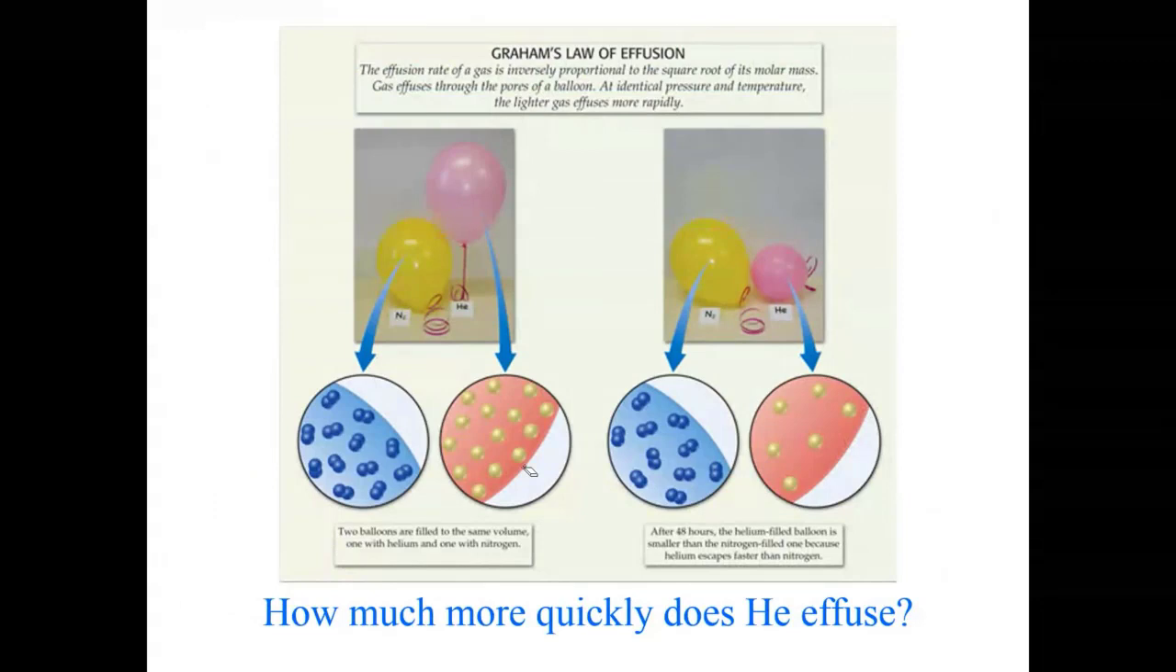So yeah, with the balloons, there are little tiny holes in the pores or in the rubber of the balloon, and the gases escape through those pores. So that effusion occurs here, and you can actually see the result. After 48 hours, the helium balloon is noticeably smaller.